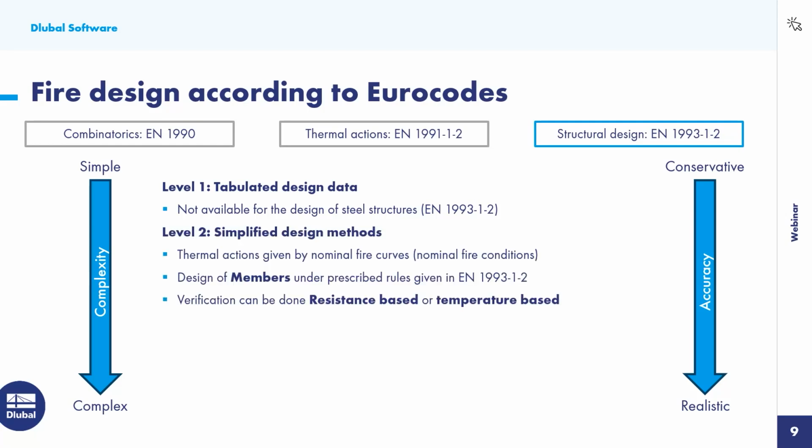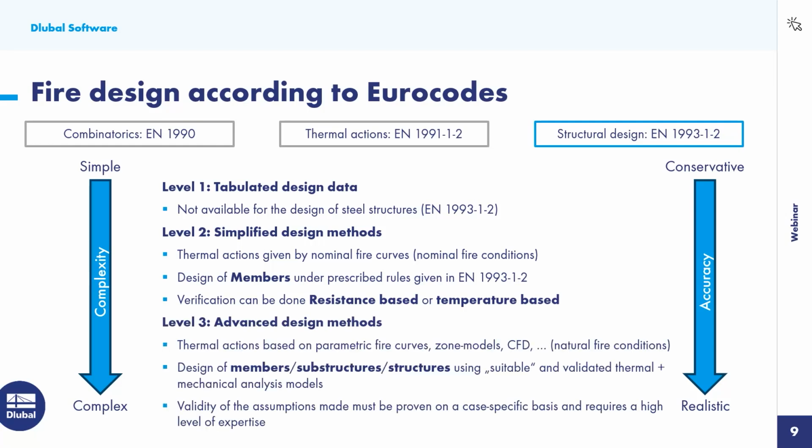In the second level, we find the so-called simplified design methods. Here, the thermal actions are prescribed by nominal fire conditions, such as the standard temperature curve for fires inside of buildings. For such conditions, Eurocode 3 Part 1.2 gives clear rules for the design of steel members. This verification can either be done based on the resistance or based on the critical temperature.